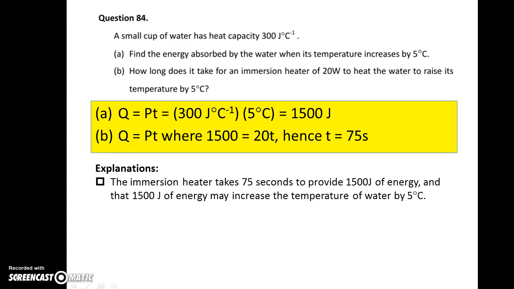Question 84. Calculation questions. For that small cup of water, it has a heat capacity of 300 joules per degree Celsius. The water may absorb a total of 1,500 joules of energy when its temperature increases by 5 degrees Celsius. You should apply equation 5. In order to produce the same amount of energy, 1,500 joules, a 20-watt joule meter has to operate for 75 seconds.